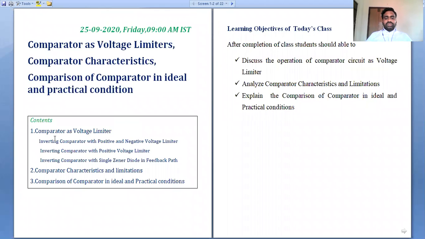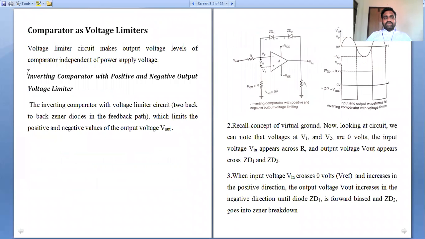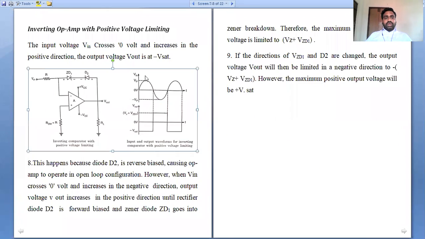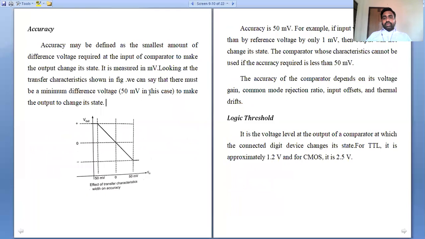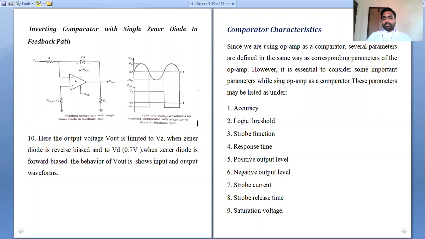We analyzed the classification of positive and negative output voltage. We analyzed the behavior of two Zener diodes with respect to a rectifier diode. We analyzed the behavior of a single Zener diode with respect to a feedback path, and we observed various characteristics of the operational amplifier like accuracy, logic threshold, strobe function, response time, positive output voltage, negative output voltage, strobe current, strobe terminal, strobe function, and saturation voltage.